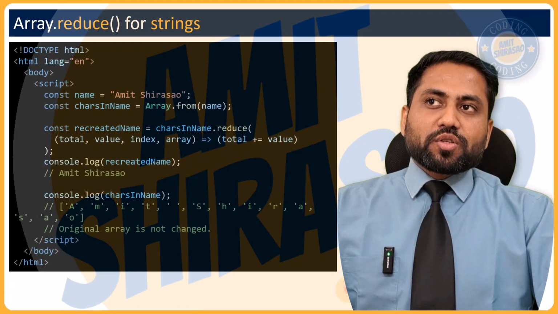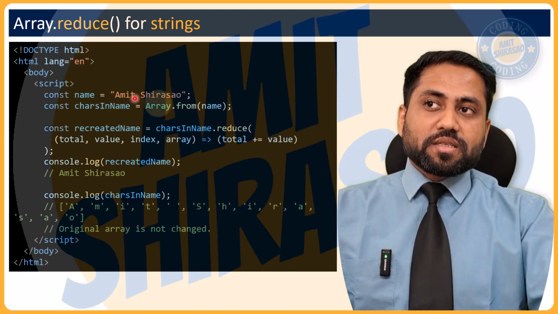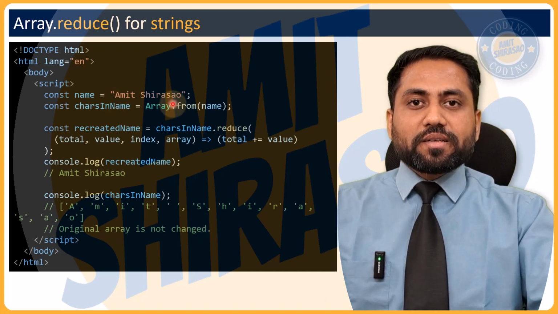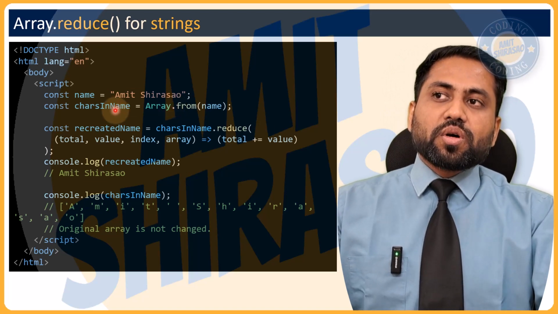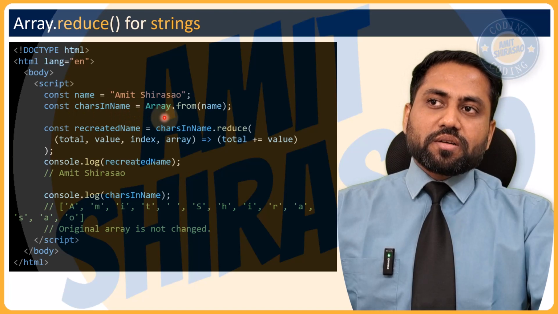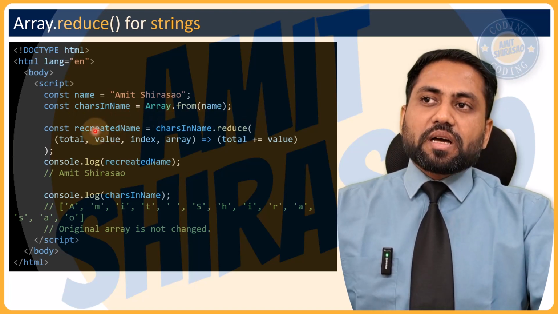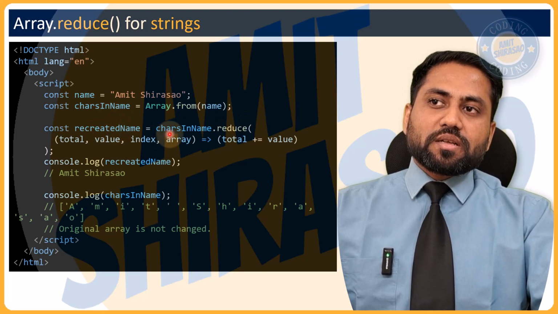Now you can also use reduce for strings. So the way to do it is, let us say this is a string. A string is a character array. Okay, so I'm first getting characters in name, so I'm getting a character array out of it by saying Array.from(string). Now what I'll do is array.reduce.